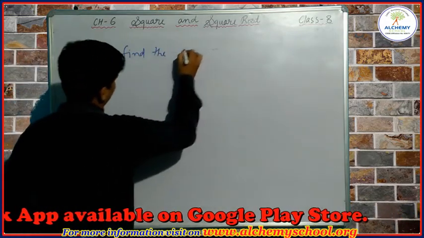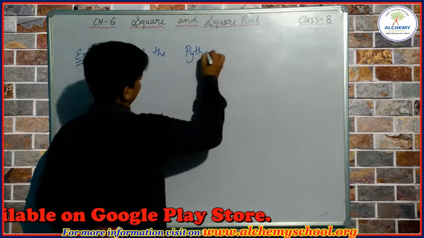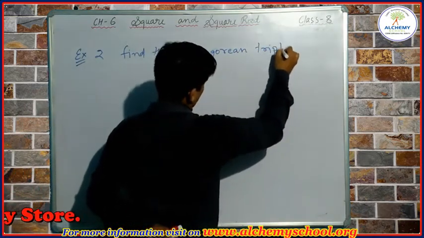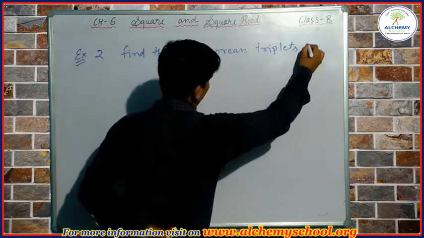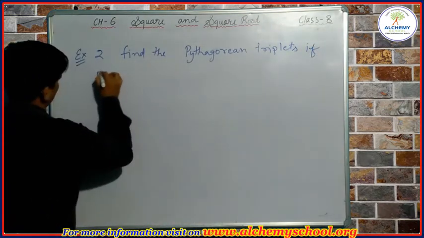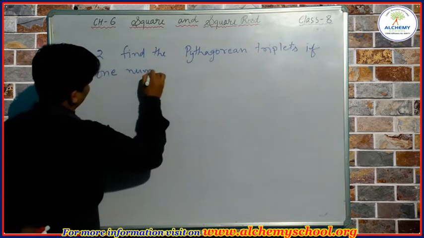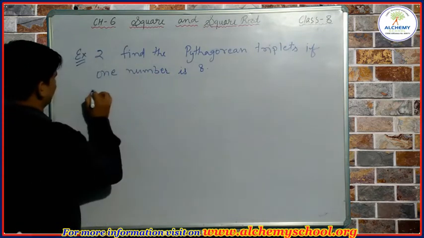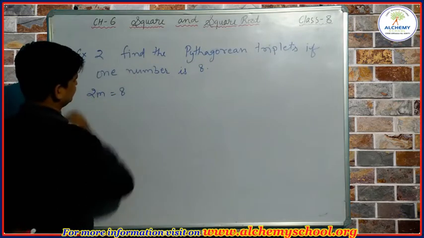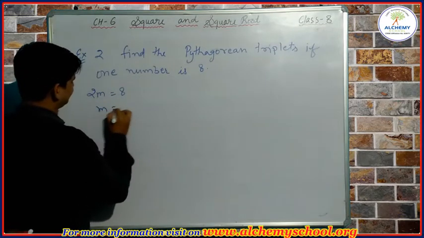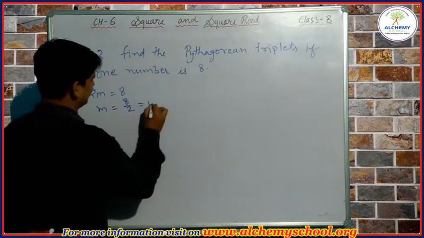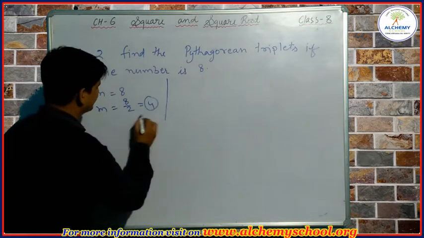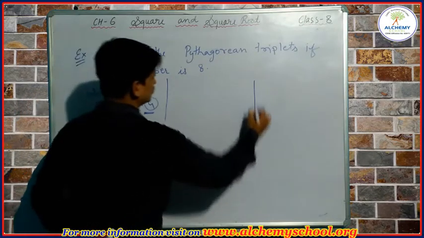Example number 2: find the Pythagorean triplet if one number is 8. We can take 2m is equal to 8. So the value of m is 8 upon 2, and it will be 4. Now we have the value of m, so we put the value of m in the remaining two formulas.